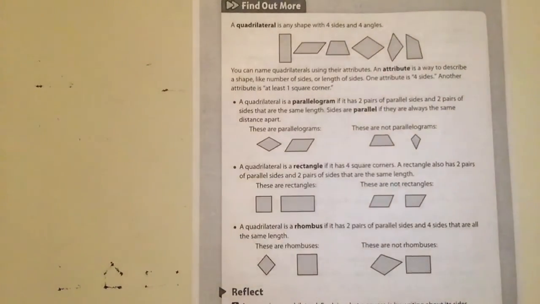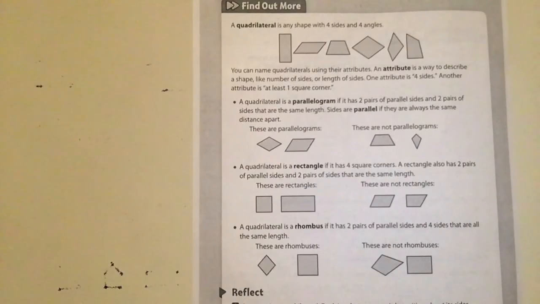An attribute is a way to describe a shape, like its number of sides or the length of its sides. So the attribute is just how you describe a shape. One attribute is 4 sides. Last week we called it like they might go to the 4 sides club, or they might go to the all sides are the same length club. So now we're knowing that the correct term for that is the attribute. It's kind of like when we're talking about the properties, the attribute. Another attribute is some quadrilaterals have at least 1 square corner.